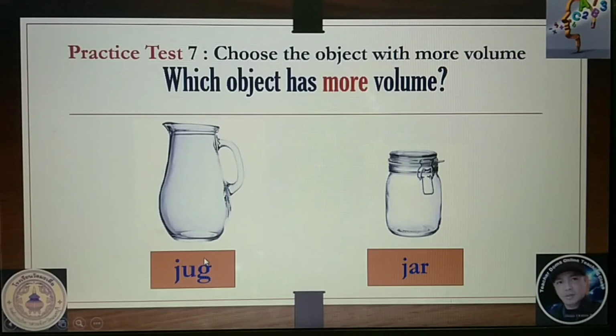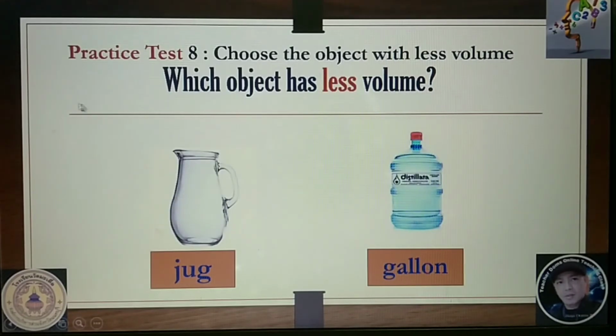Jug, jar. Practice test number 8. Choose the object with less volume. Which object has less volume?